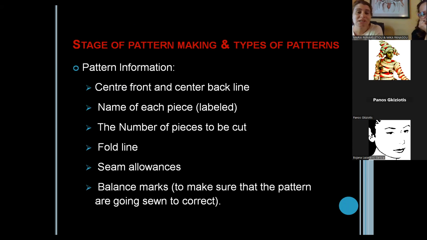Then, center front and center back. That's important. Name of each piece and label. The number of pieces to be cut. You need two variants. Fold line, seam allowances, balance marks. Balance marks are to make sure that it's correct. Like dotted lines.